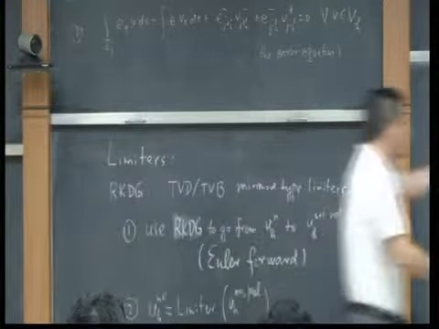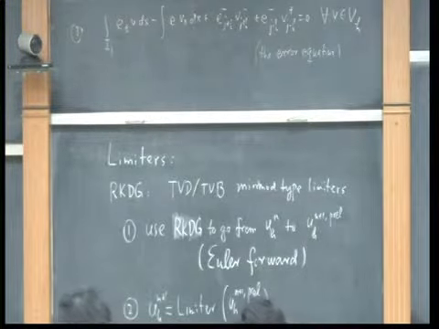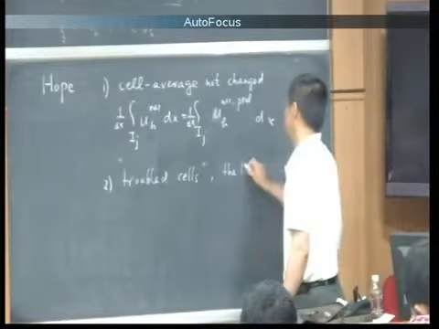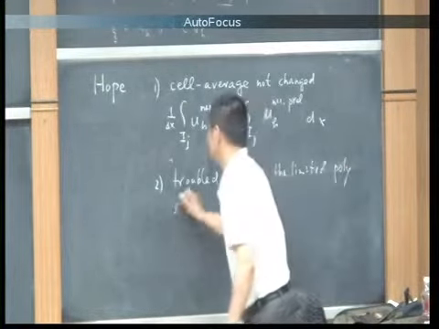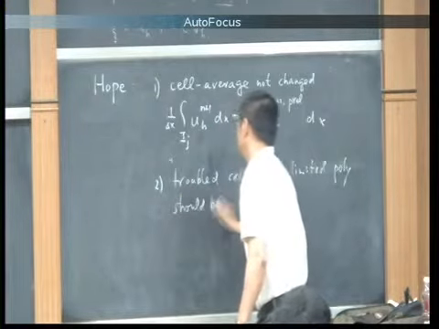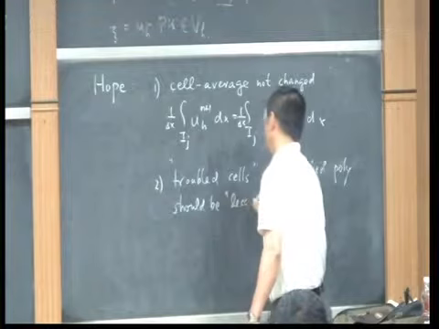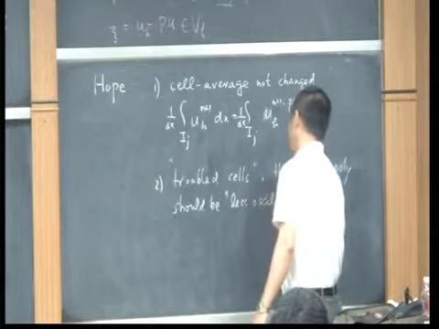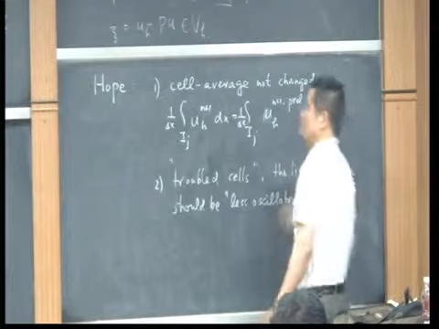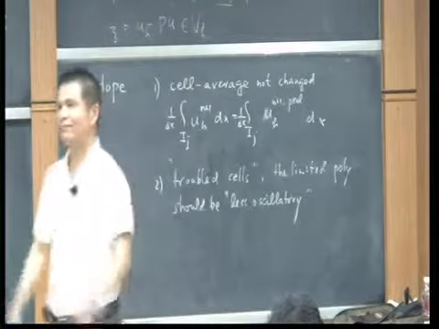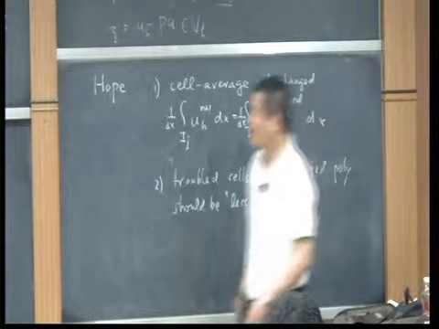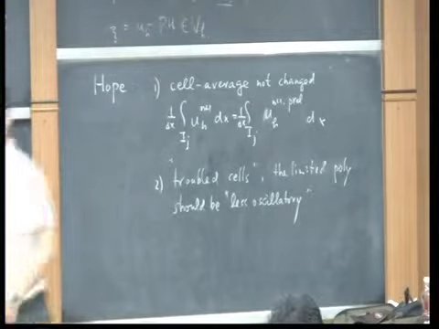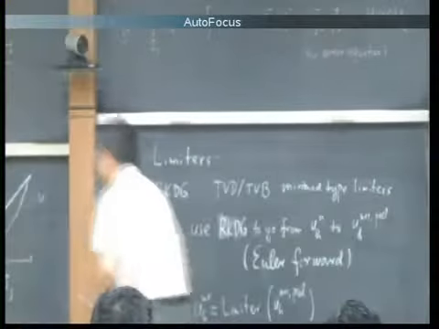So in troubled cells, the polynomial should be limited, the polynomial should be less oscillatory. Again, this is what I mean. Now, the good news about this TVD business is that there's a theory behind it. That's the good part. So let me explain how it is done and what is the theory.